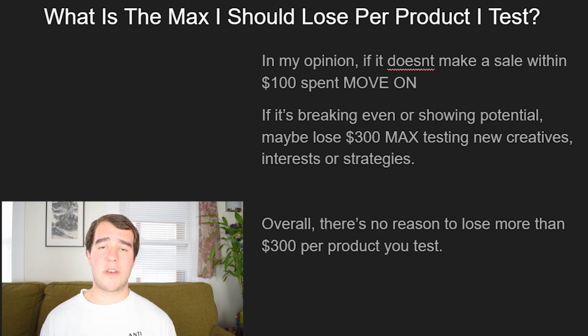If it's breaking even, maybe push it a little bit further. If it's just completely losing money, or if it's not making sales at all, just move on. There's better products out there. There are products out there that will be profitable like the first day that you put the ads up. So why hang on to something that's either not working well enough or not working at all? I also wanted to say that if it's breaking even, or if it looks like it has a little bit more potential, maybe lose up to like $300.